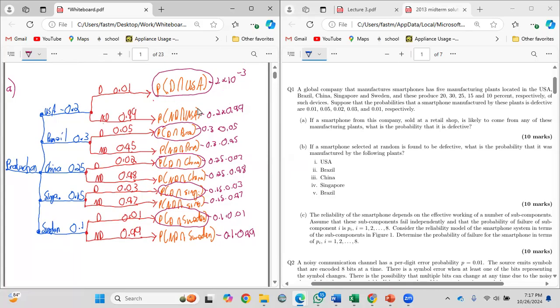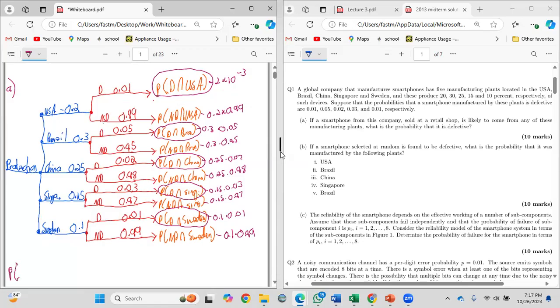Since it could come from any of these plants for it to be defective, the ask is: if I see something defective, what is the probability of it being defective, regardless of the plant? I just want to know the probability of it being defective, because that's what I was asked. They never say "given that it comes from somewhere", they just ask what is the probability of it being defective. So it will just be the sum of all these here.